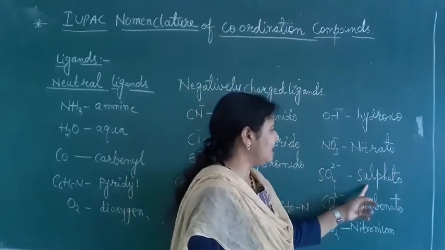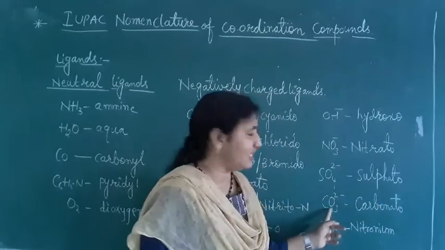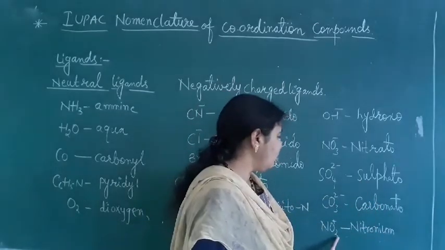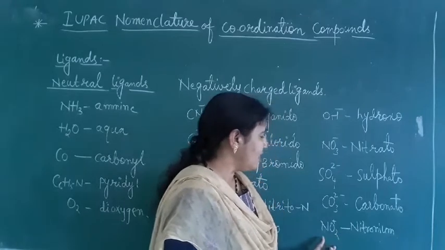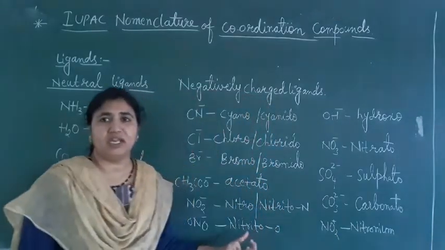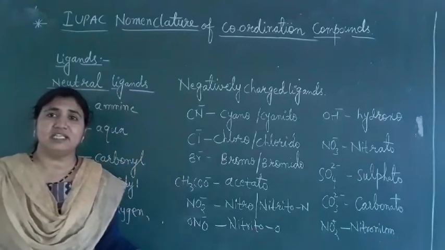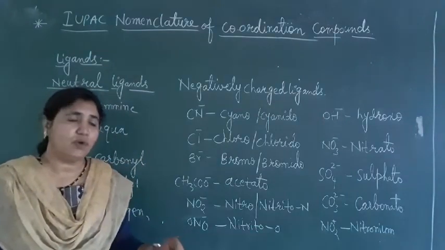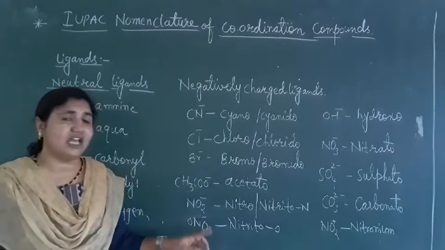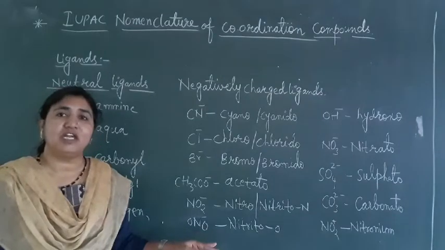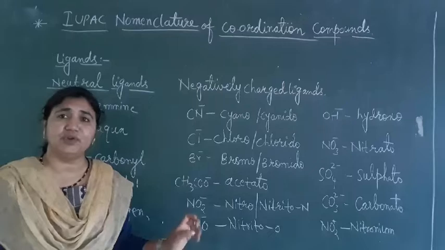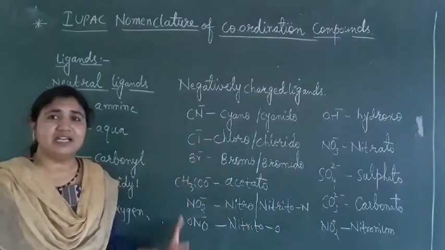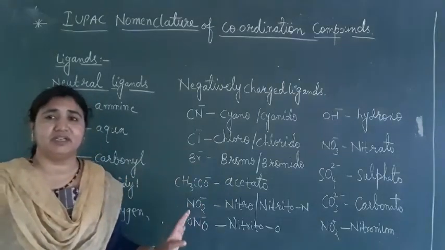SO4 2 minus is sulfato, CO3 2 minus is carbonato. NO2 plus is a positive ligand, nitronium, and NO plus is nitrosonium. If a positive ligand is there, you have to add IUM at last. So NO2 plus, the name is nitronium. You have to add IUM for a positive ligand. So these are ligands, and you have to remember the ligand names.